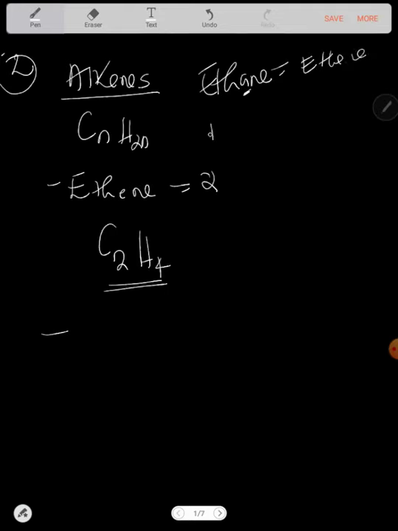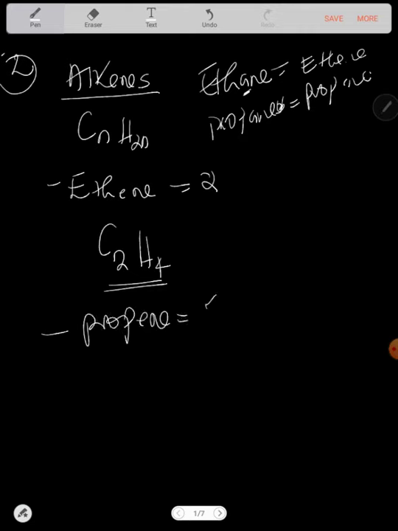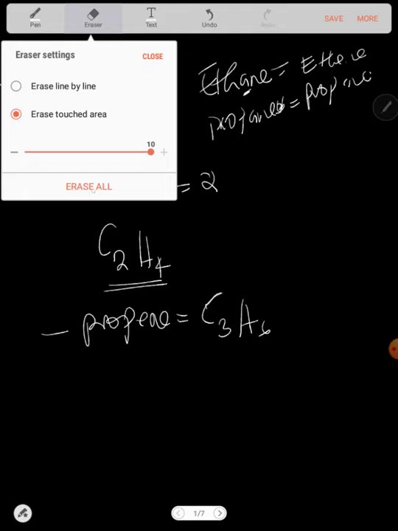If we have propane under alkanes, under alkenes you are going to have propene. So propene has 3 carbon atoms, so it's going to be C3H6. So like I said, I'll end on alkanes and alkenes.